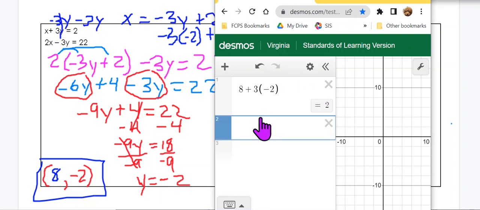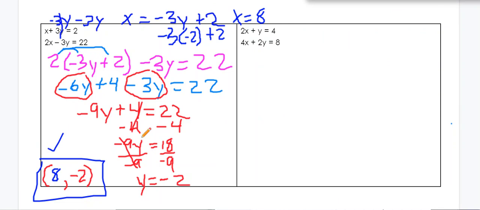So let's check our next one. It's 2x, so I'm going to put 2 in parentheses. My x value was 8, and then it says minus 3. My y value is negative 2, and they wanted it to equal 22, and it equals 22. So we know that we got it right. Okay?